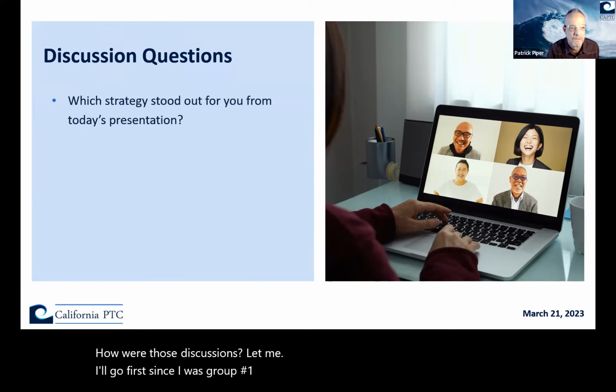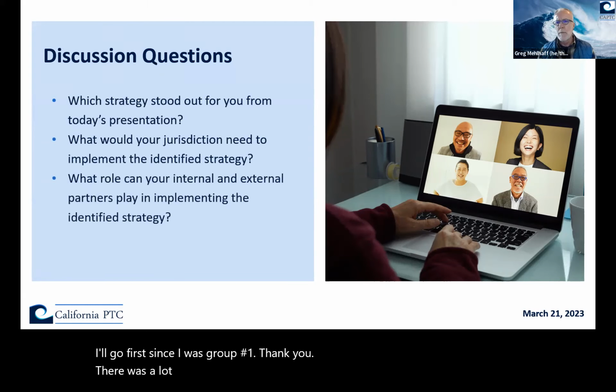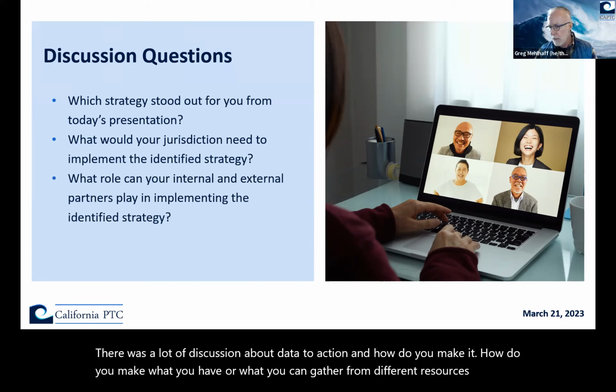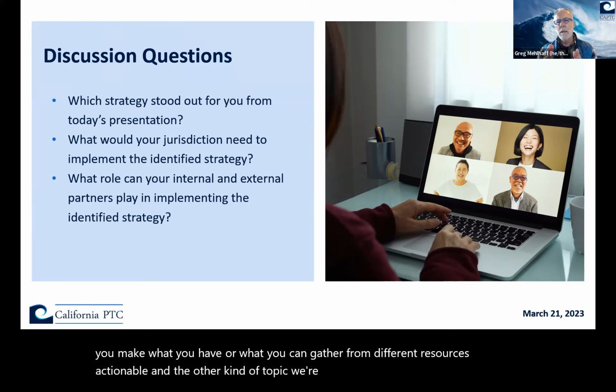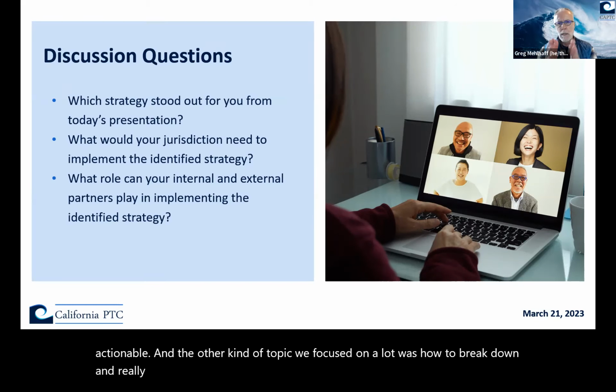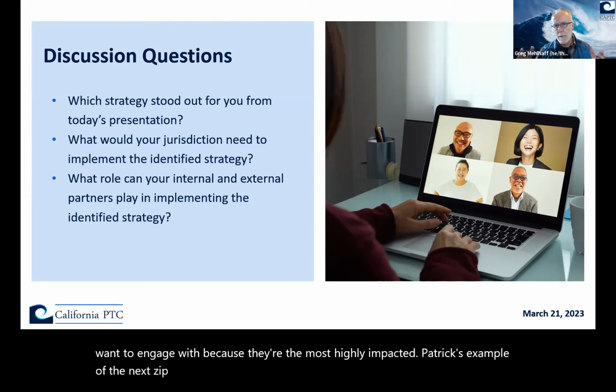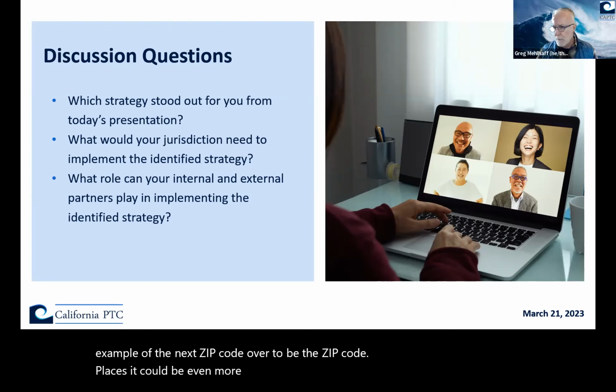There was a lot of discussion about data to action, and how do you make what you have or what you can gather from different resources actionable? And the other topic we focused on a lot was how to break down and really hone in on specific communities or segments of the community that you want to engage with because they're the most highly impacted. Like Patrick's example of the next zip code over. It could be a zip code basis, it could be even more census basis, et cetera.